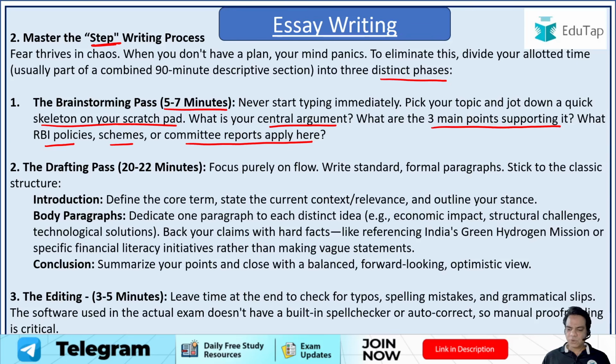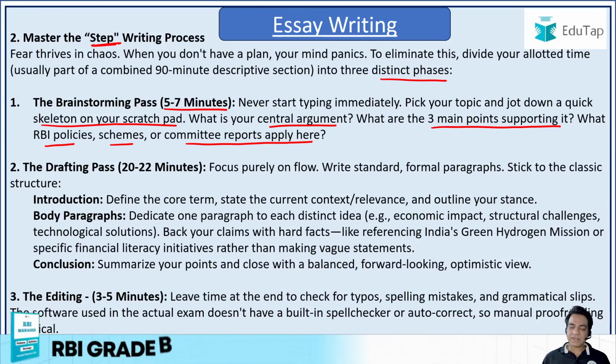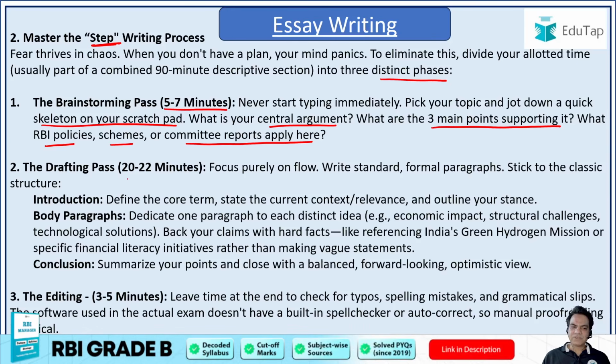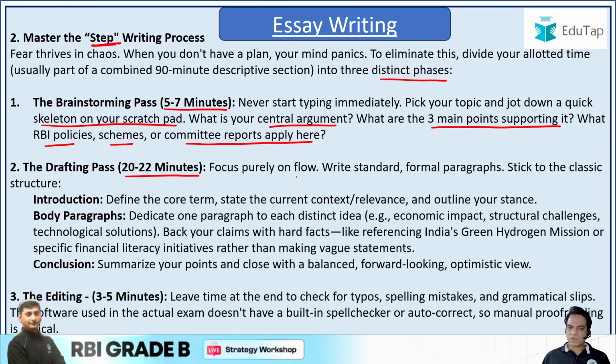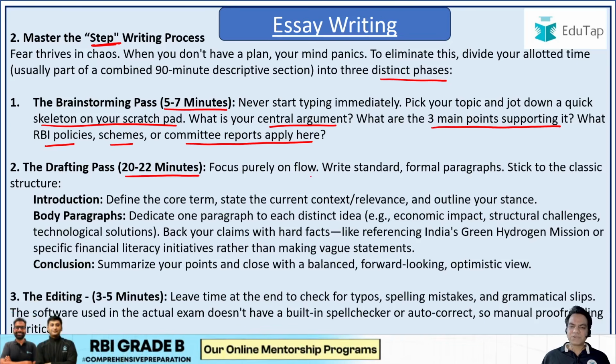Think about those and note them down on the rough piece of paper. Then, after you are done doing your brainstorming and rough drafting, you start with your typing, which will take around 20 to 22 minutes. Now, focus purely on flow. Look at the topics, the points that you have written on your rough piece of paper, and then try to execute those points. So focus purely on the flow now.